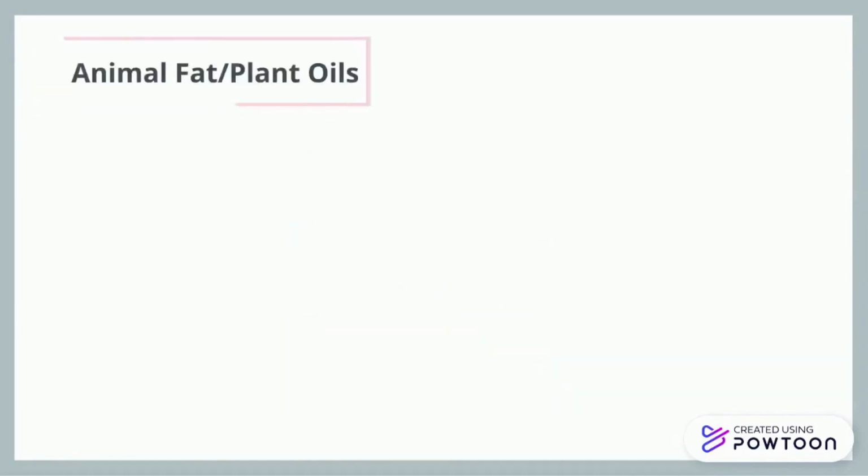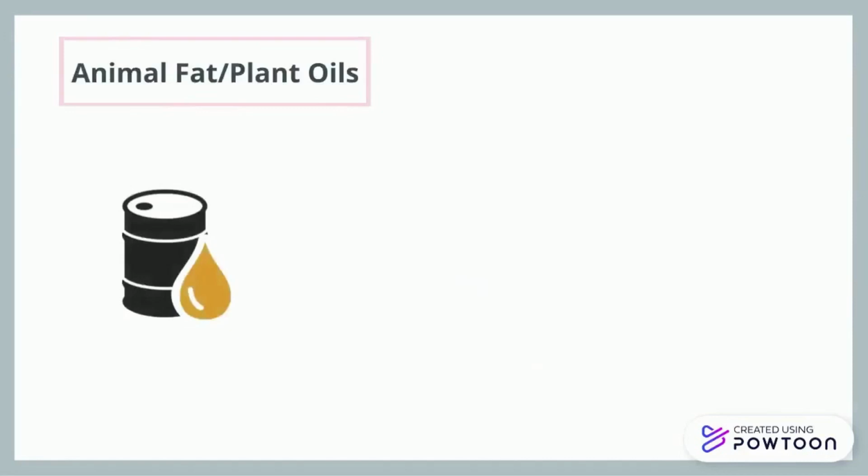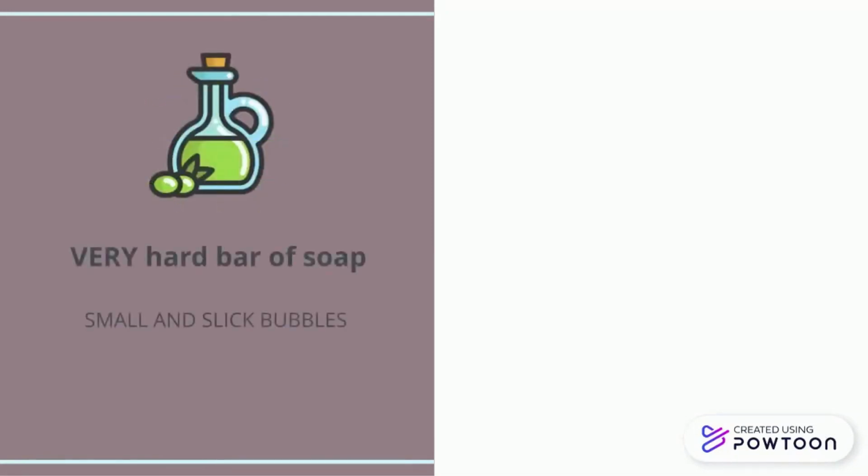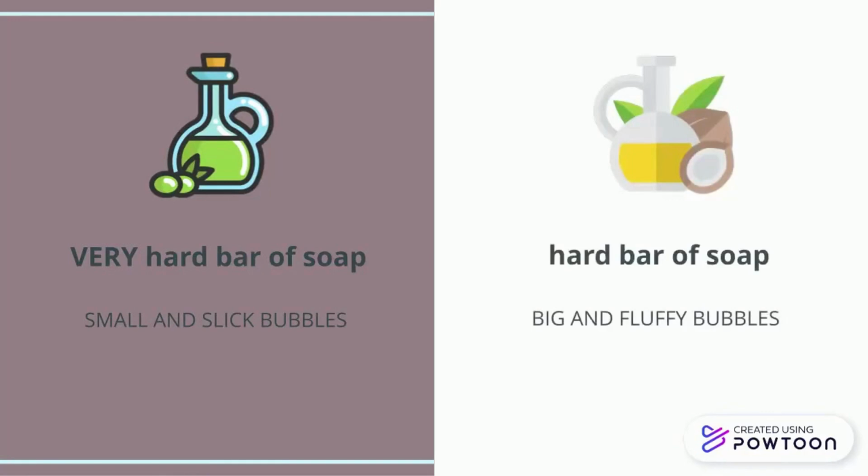When producing soap, any oil except petroleum-based oils will work. Soaps were traditionally made using animal fats and oils, such as tallow and lard soaps. However, soaps today mainly use plant-based oils. Depending on the oil used, it will affect the final product. For instance, olive oil will produce a very hard bar of soap with small and slick bubbles. Coconut oil, on the other hand, will produce a hard bar of soap with big and fluffy bubbles.